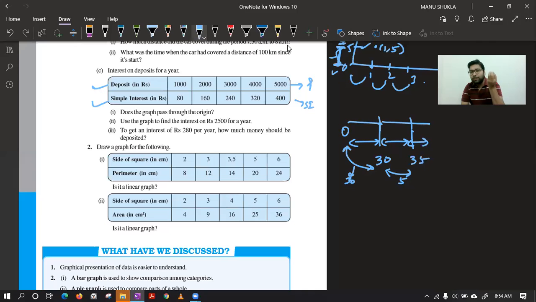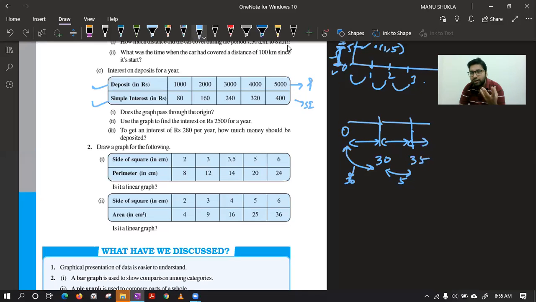If you see simple interest, to find simple interest what do you need first? Tell me Yashna, to find simple interest what do you need first? First you need to deposit, na. If there is no deposit, how will you get simple interest on that? So obviously principal came first, it is independent, and the simple interest depends on the principal. If principal is high, simple interest is high. If principal is low, simple interest is low. So we have to understand this thing.